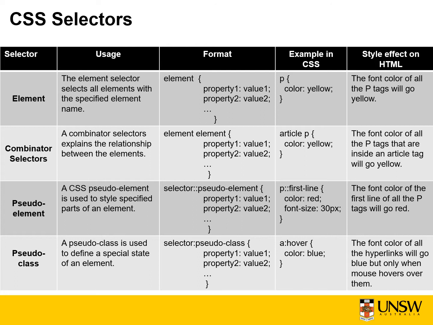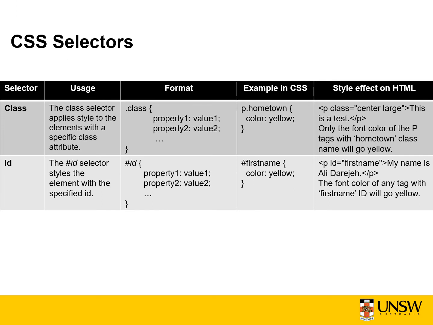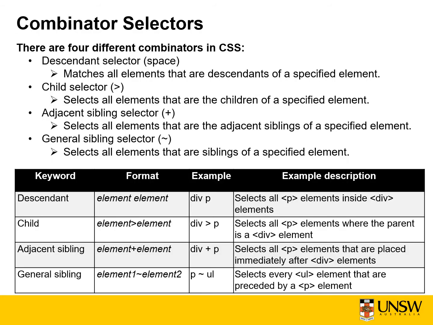The pseudo-element selectors apply the style on a part of a tag, for example, to the first line of the paragraph tags. The pseudo-class selectors apply the style on a certain state of a tag, for example, when mouse hover on a hyperlink tag. Please consider that in order to define pseudo-element, we should use double colon. However, for the other selectors, we only use one colon. Finally, class and ID selectors apply the style on the tags with a specific class or ID attribute. Now you know the usage of different types of selectors.